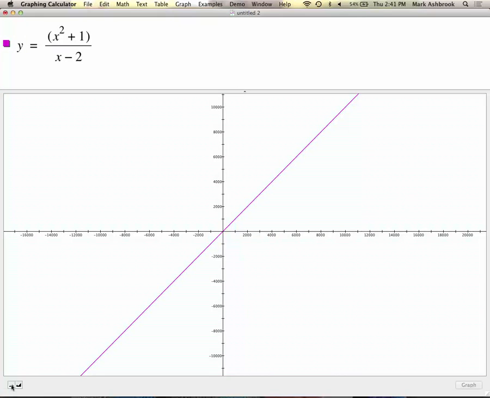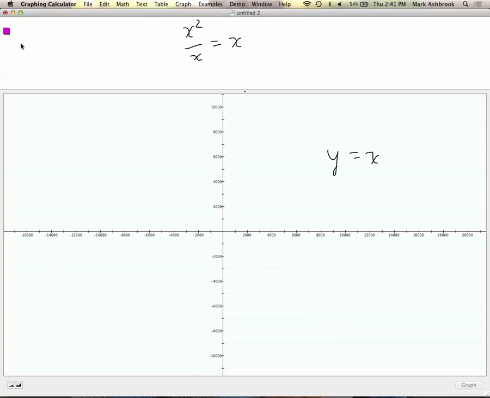And what do you see? What is that? Y equals x. That's the graph y equals x. And that was our effective leading term, x squared over x. So here we're at tens of thousands and tens of thousands. Virtually this rational function is like x. That's pretty cool.